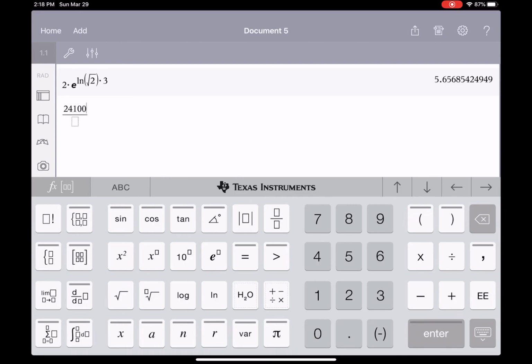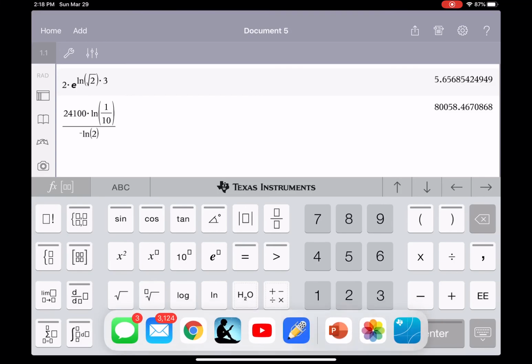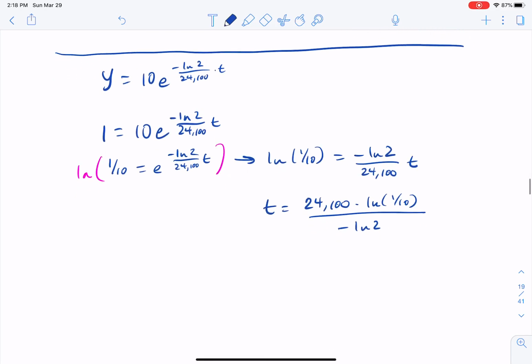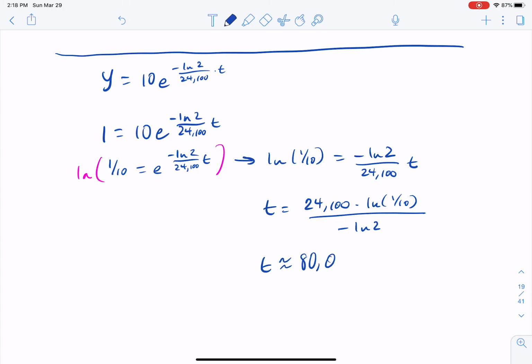24,100 times the natural log of 1 divided by 10, and then down at the bottom we've got negative the natural log of 2. Let's approximate that, and we get about 80,000. All right, so I'm going to round that: 80,058 years. So yeah, I was right. At the very beginning, I said a really long time and we'd be dead, and I was totally right. So t is approximately 80,058 years. So that's how long it's going to take to decay to 1 gram.